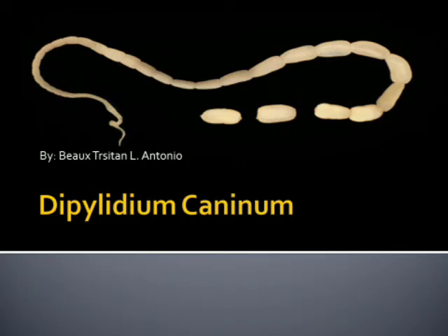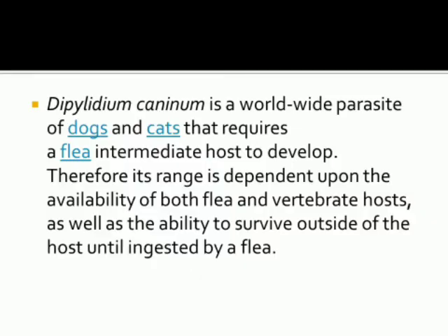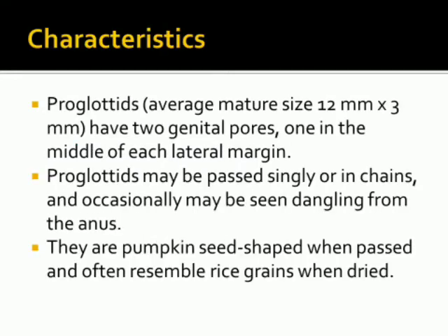Dipylidium caninum. Dipylidium caninum is a worldwide parasite of dogs and cats that requires a flea intermediate host to develop. Therefore, its range is dependent upon the availability of both flea and vertebrate hosts, as well as the ability to survive outside of the host until ingested by a flea.